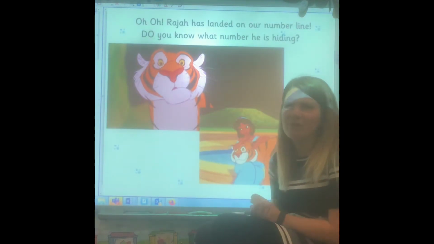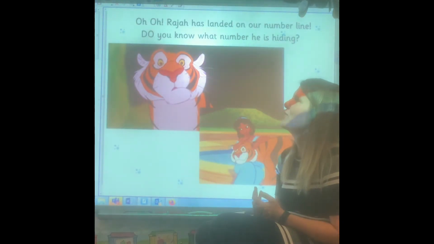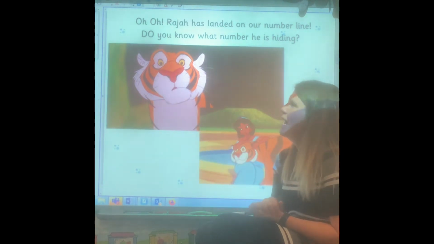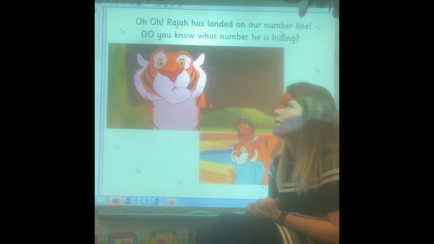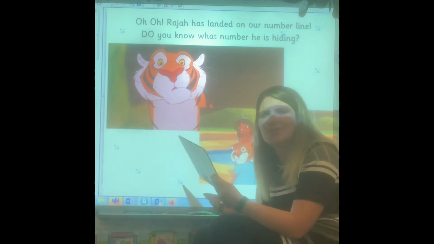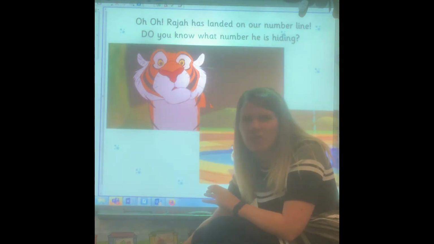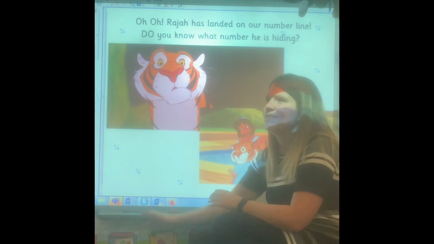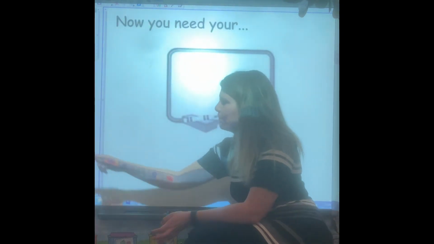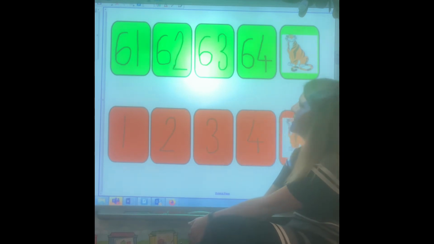And today I've used my favourite Disney movie. So this is from Aladdin, and this tiger is called Raja. And Raja is going to be the one who's been a little bit cheeky and hiding some of your numbers. So make sure you've got your whiteboard and your pen ready so that you can write down what numbers it is that Raja, the tiger, is hiding. Ready for our first one. So whiteboards and pens at the ready. Here we go. Numbers in the 60s.